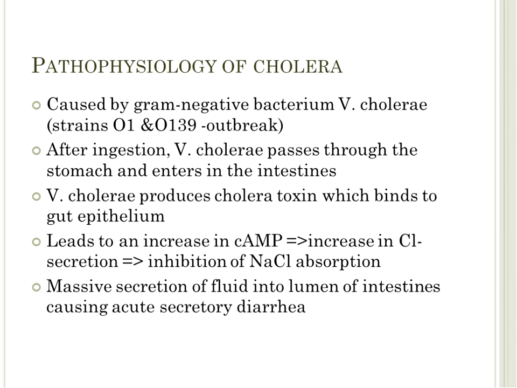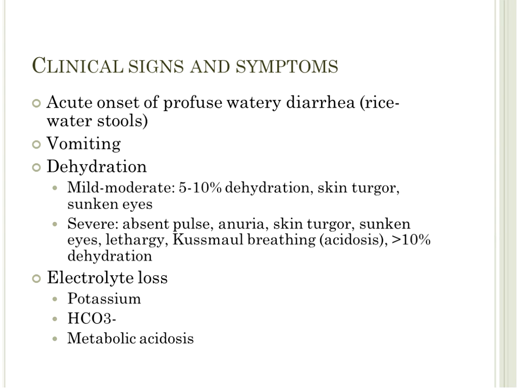So after ingestion, Vibrio cholerae passes through the stomach and enters into the intestines, where it produces a cholera toxin which binds to gut epithelium. So there, after binding to gut epithelium, it causes an increase in cyclic AMP, which then causes an increase in chloride secretion, and you get inhibition of sodium chloride absorption. This then causes massive secretion of fluid into the lumen of your intestines, causing acute secretory diarrhea. So as a result, you get acute onset of profuse watery diarrhea.